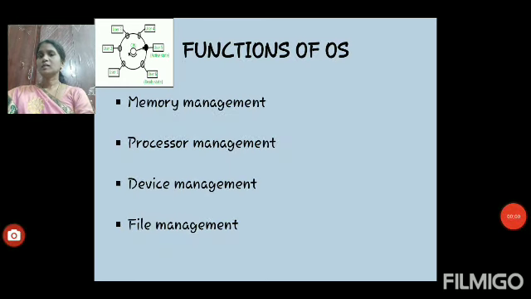Okay, now we see the functions of operating systems. There are 4 functions of an operating system. The operating system performs 4 services or 4 functions to the computer users to use the computer hardware. They are memory management, processor management, device management and file management. We see everything in detail one by one.